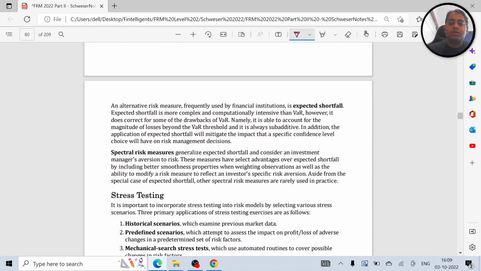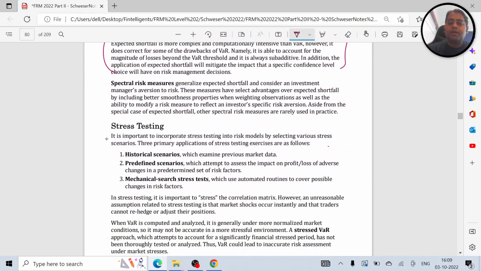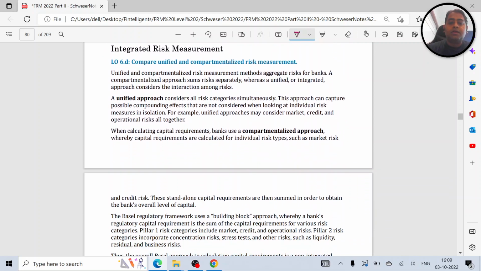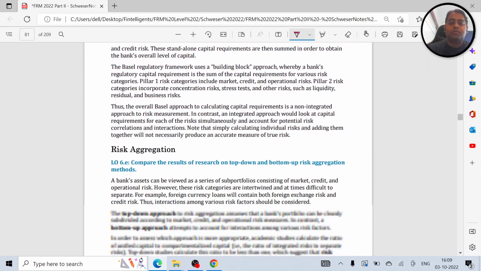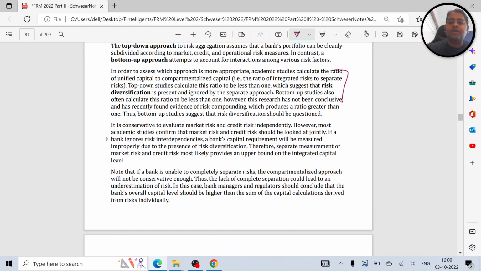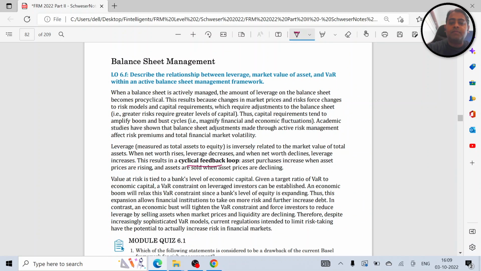Risk measure, expected shortfall you should read. For stress testing, these three pointers should be read. Unified approach, risk diversification you should read. Balance sheet approach, cyclical feedback loop. Read.